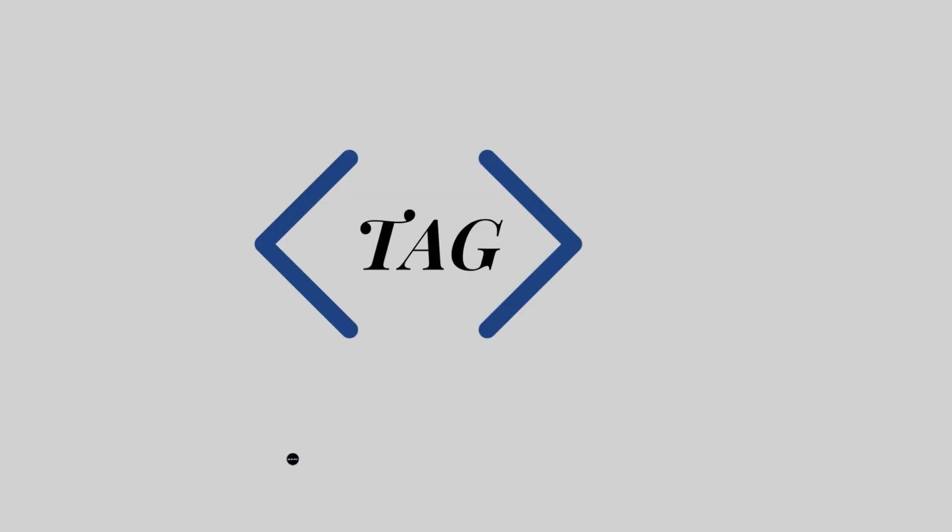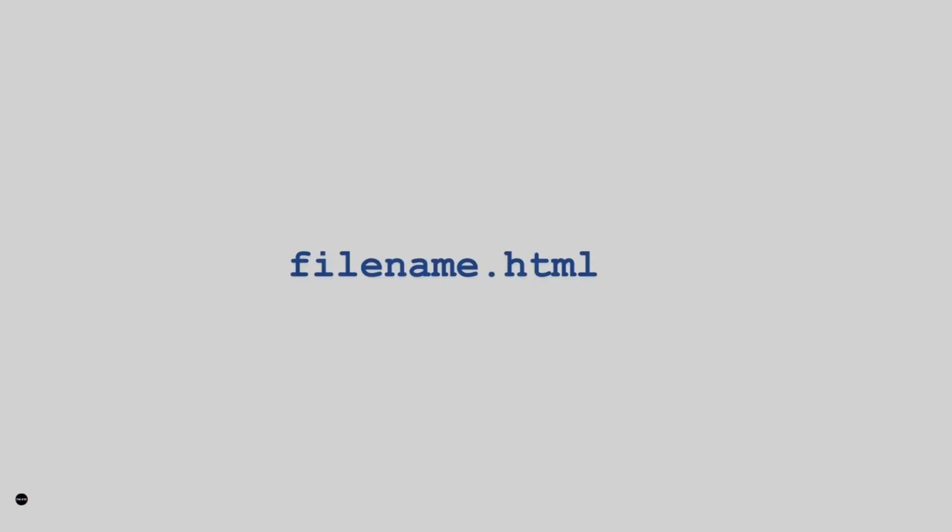Let's start with the fundamental building block of HTML, the tag. HTML is made up of tags which are enclosed in angle brackets. For example, html, head, title, body are all the tags used to structure the HTML document. HTML files are always saved with the .html extension. To save your file, you have to write the file name along with the extension, that is .html.